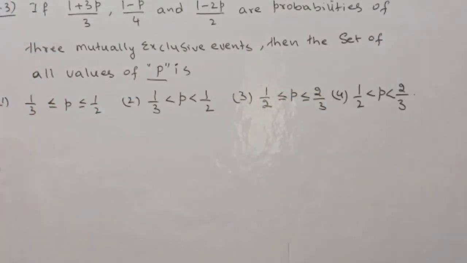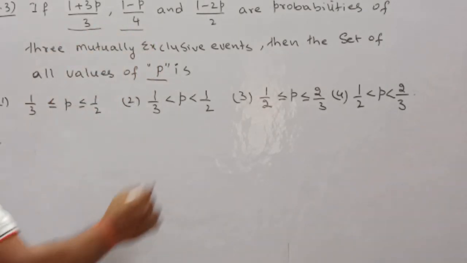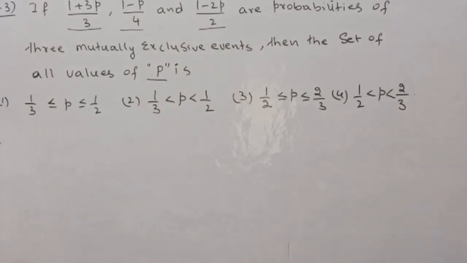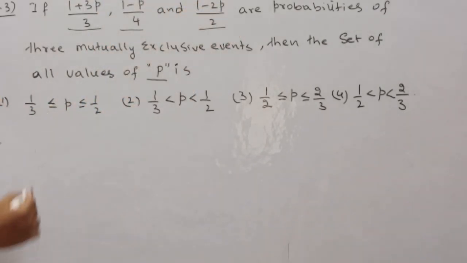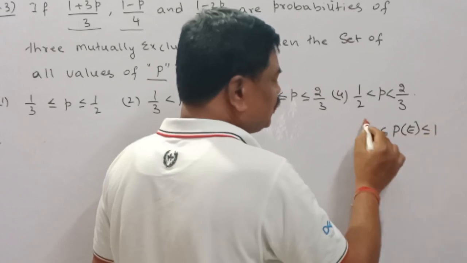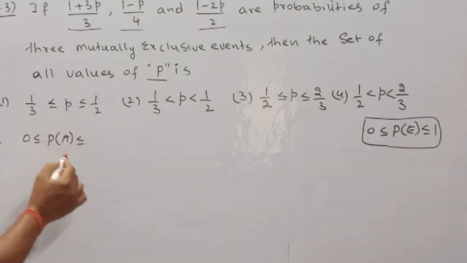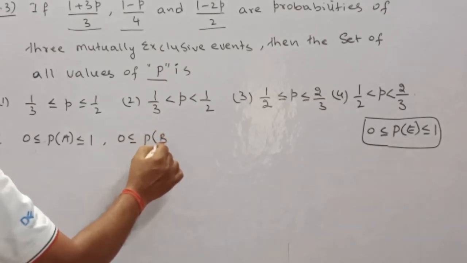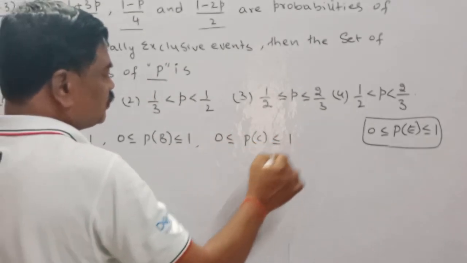Okay, all of you. Then here the probabilities of 3 mutually exclusive events are given. This is one event's probability, this is another event's probability, and this is the other. Let us take this as event A, this as event B, and this as event C. For every event E, 0 is less than or equal to P of E, which is less than or equal to 1. We know this. So 0 is less than or equal to P of A less than or equal to 1, 0 less than or equal to P of B less than or equal to 1, and 0 less than or equal to P of C less than or equal to 1.